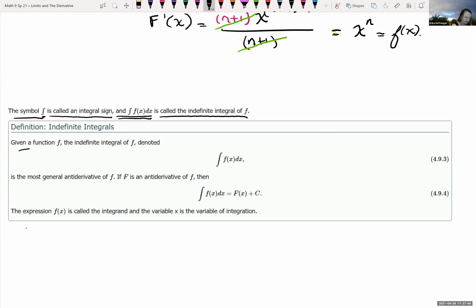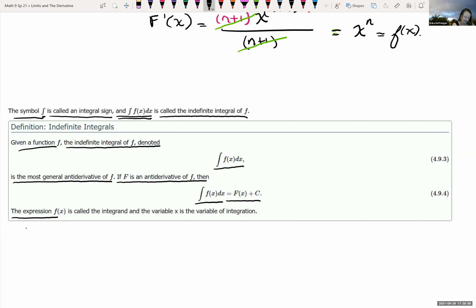So given a function f, the indefinite integral of f, the integral of f of x dx, is the most general antiderivative of f. If capital F is the antiderivative of little f, then we can say that the integral of f of x dx is equal to capital F of x plus c, the antiderivative of f of x plus c.